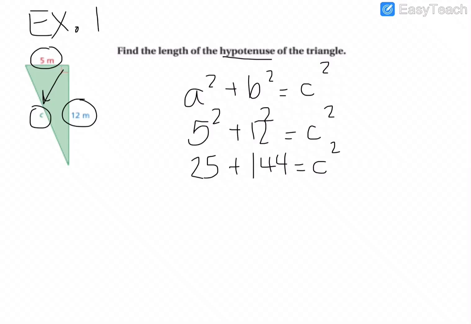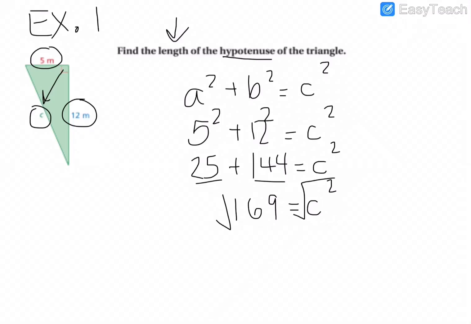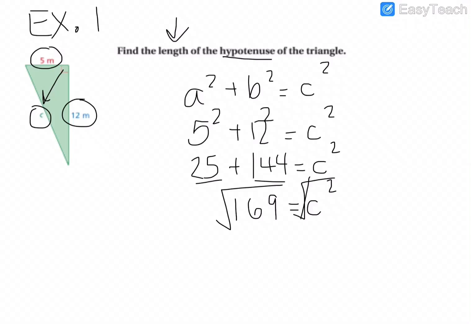Okay, so then keep simplifying. 25 plus 144 is going to give us 169, and that's what the square would be. So again, if we were drawing a square off of the hypotenuse, the area would be 169, but they want the length of the hypotenuse side. So to undo the square, we do the inverse operation, which is the square root. So that cancels out the c squared, and it just leaves c.